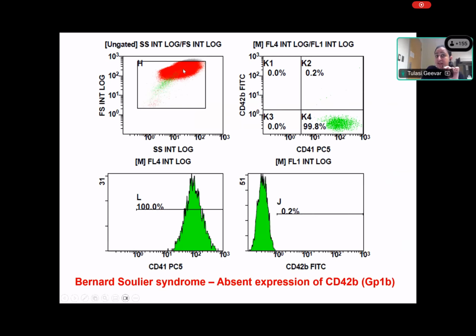You can see that the platelets themselves are fewer in number and going into the red cell plot because they are much larger, almost as much the size of red cells. You can see that the 4-1 receptor is normal, but the 42b, which is the glycoprotein 1b receptor, is absent in this case.